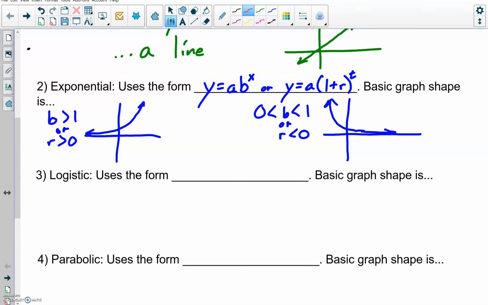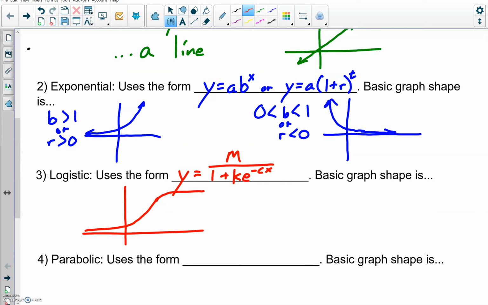All right, and then next one here, logistic. We also looked at this one a little bit earlier, and this is y equals m divided by 1 plus k times e to the negative c times x power. And the basic graph shape of this starts out looking exponential. You see this thing growing up, but then it reaches a point where it flattens out and approaches that m value, the carrying capacity value.